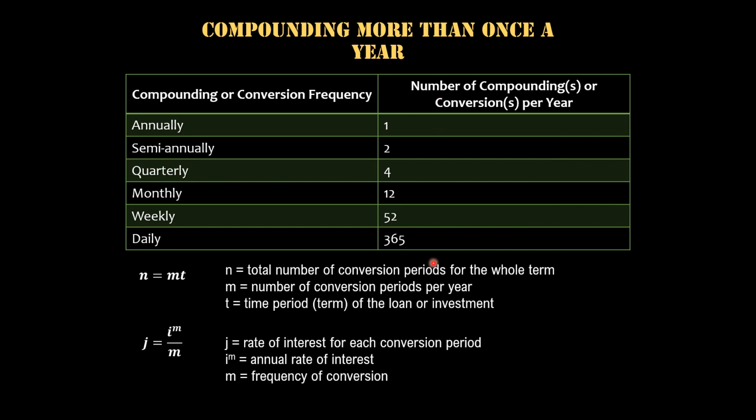Yan yung mga period niya. Okay, and then i raised to m is the annual rate of interest. The annual rate of interest. i raised to m, that is the symbol. And then m, of course, that is the frequency of conversion. Ito yung mga numbers na yan.